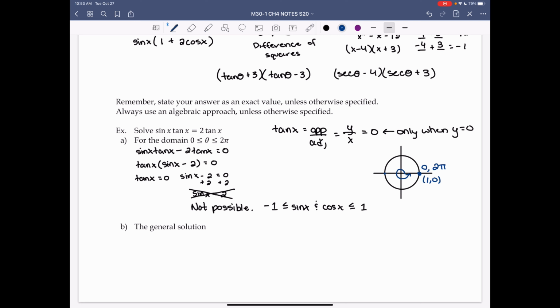Y is also equal to 0 at the other x-intercept, which is negative 1, 0. And that has an angle measure of pi radians. And if we were to go all the way around again on that one, that would bring us to 3 pi radians, which is outside of our range. We can only go up to 2 pi, including 2 pi. So we have 3 solutions, 0, pi, and 2 pi. X equals 0, pi, and 2 pi.